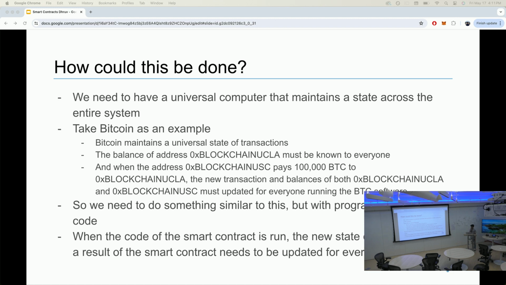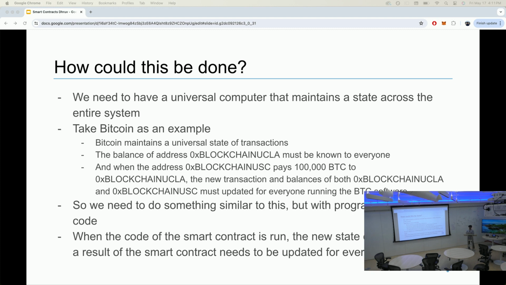Okay, then you have to start thinking of how a system like this could be created, right? One thing you'll need is a universal computer that maintains the state across the entire system, right? Because if you want each person around the world to be able to run this code, you need everyone else interacting with the system around the world to see the latest results and the updated state of this entire system, or this world computer, at every other node at every other place around the world.